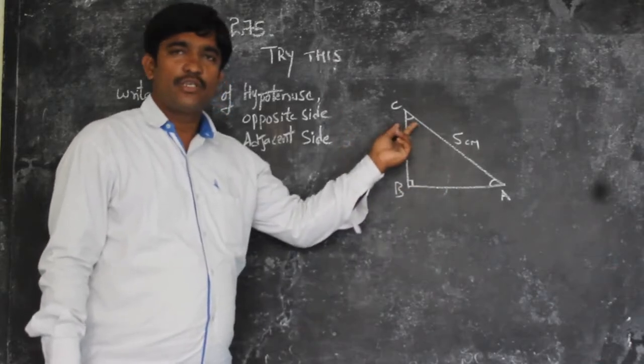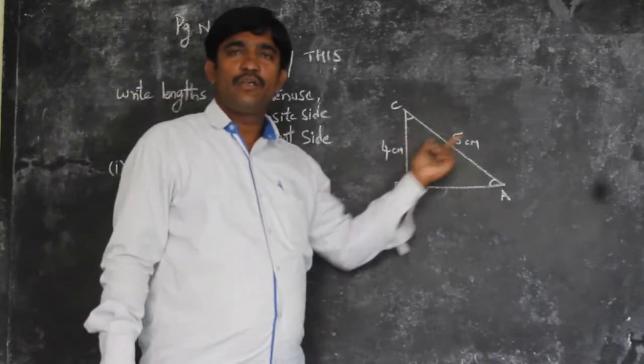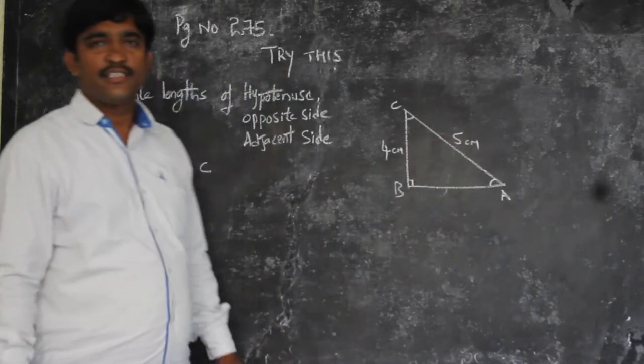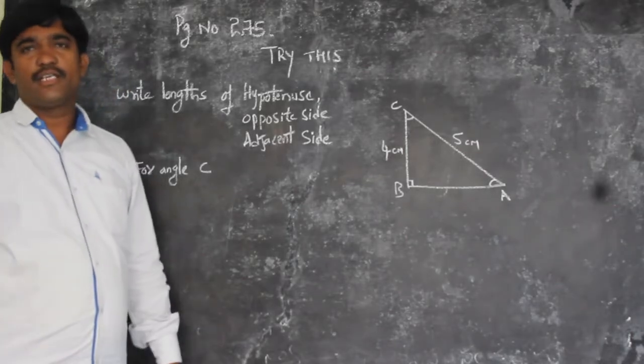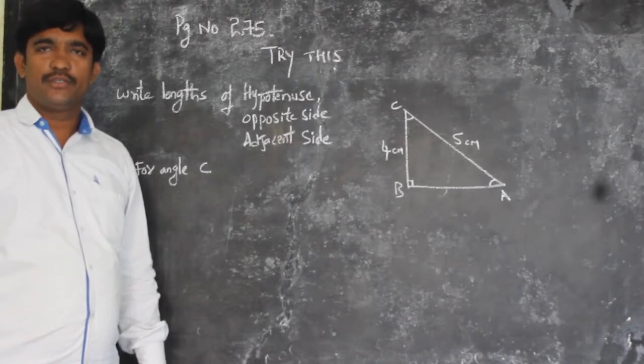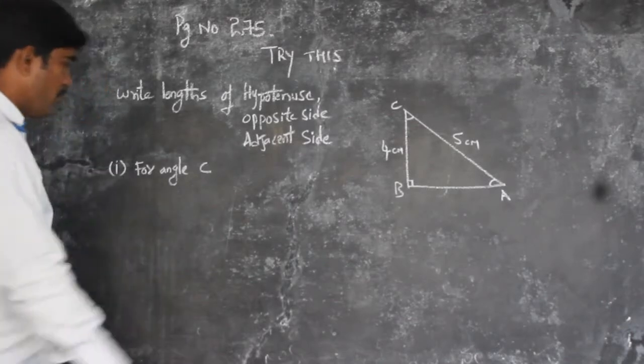Now you may get a doubt: only two lengths are given, how can the third length be found out? For this, in the previous classes, we have learned the Pythagoras law. What is the Pythagoras law? The sum of squares of two sides is equal to the square of the third side. Now I will go for that.